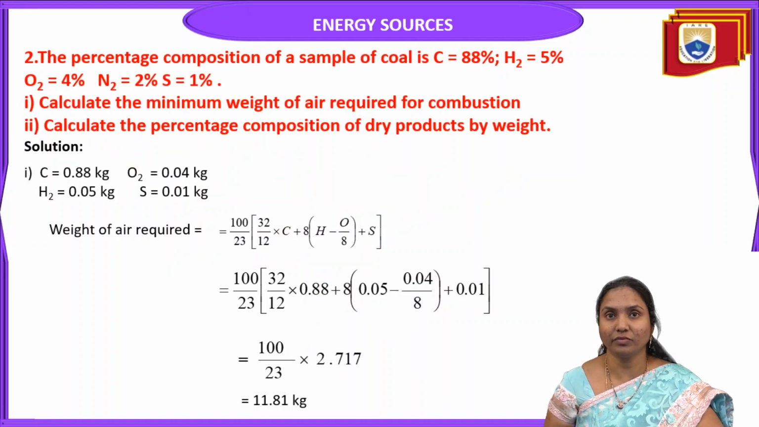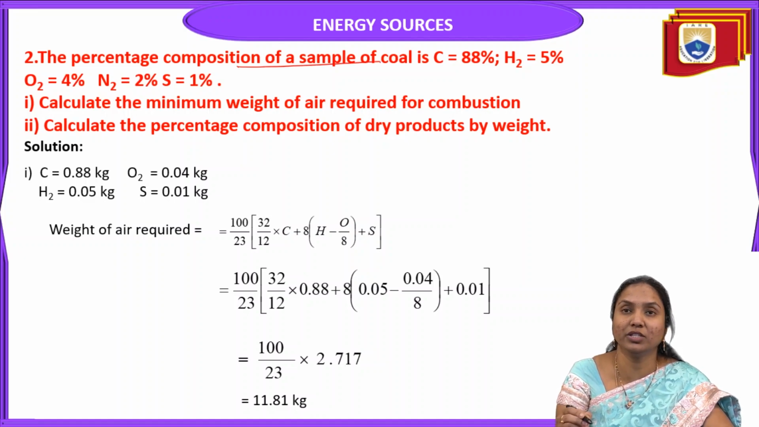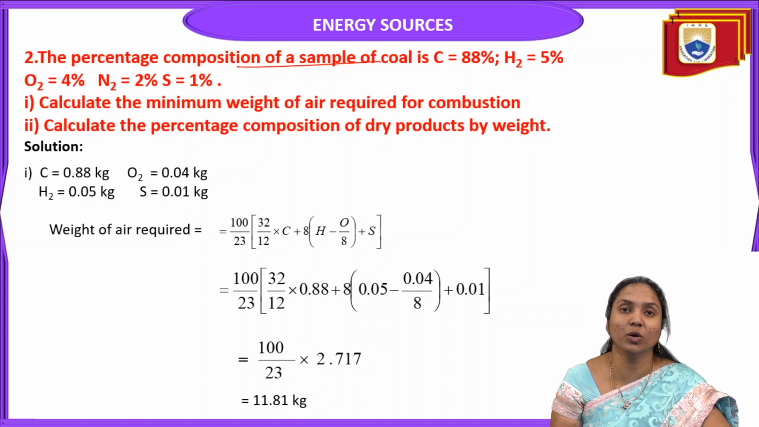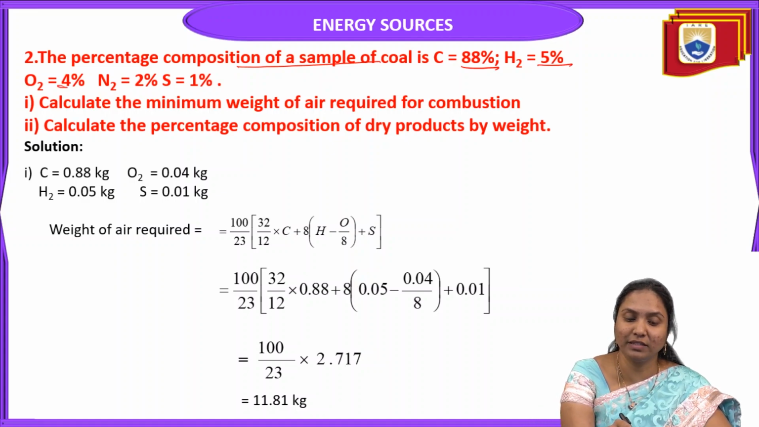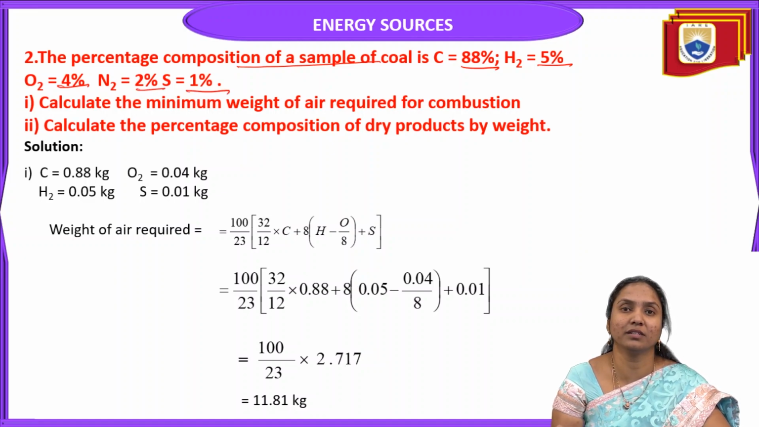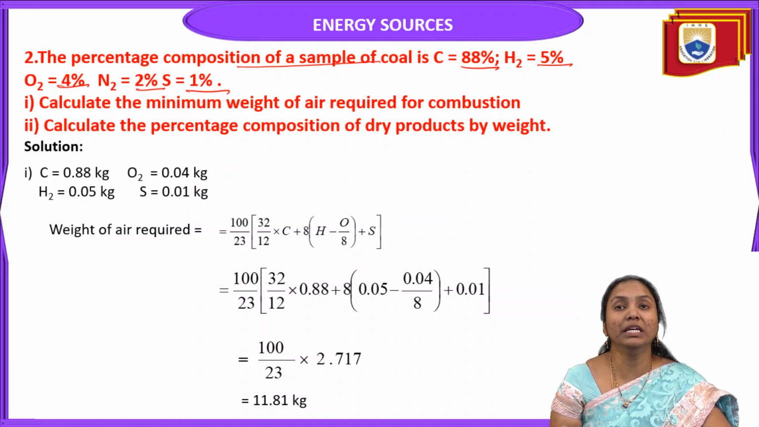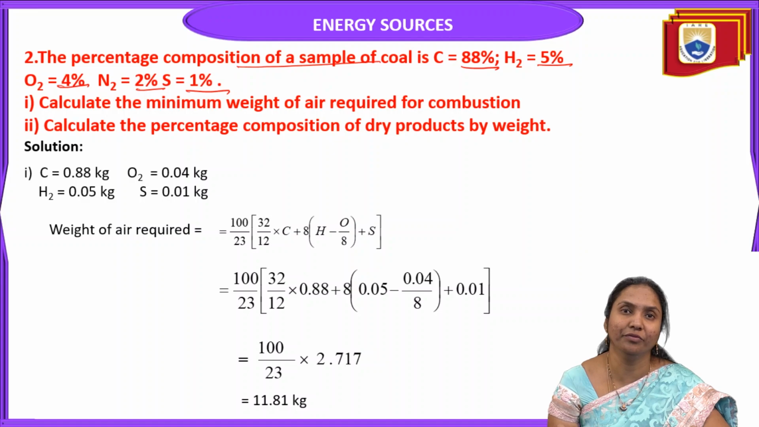The problem is, the percentage composition of a sample of coal is carbon 88%, hydrogen 5%, oxygen 4%, nitrogen 2%, and sulfur 1%. Now calculate the minimum weight of air required for combustion, and calculate the percentage composition of dry products by weight.